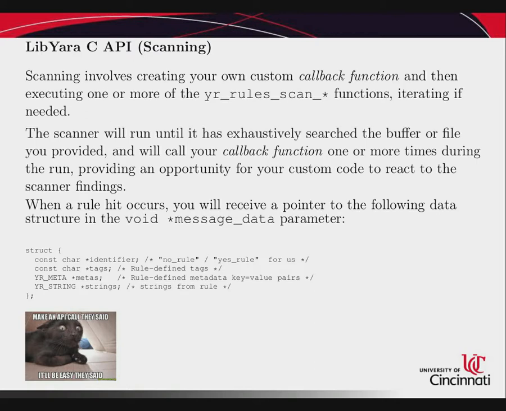So generally the scanner will run until it's searched the entire buffer you provided, and it will call your callback function multiple times throughout that. When a rule hit occurs, you'll get the data passed into this message data parameter, and the data structure will look like this.